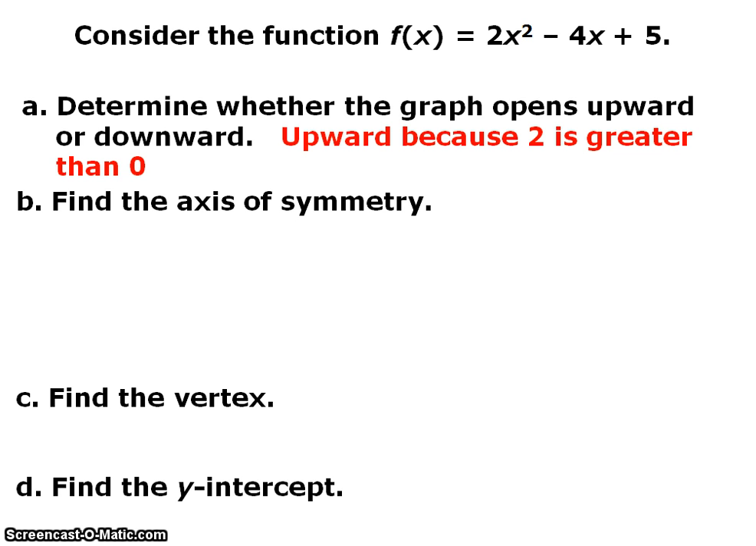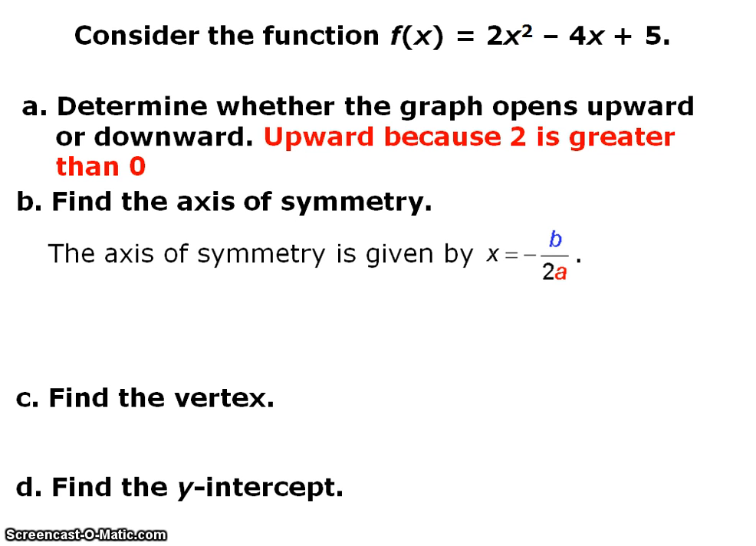Now let's go ahead and find the axis of symmetry. Now, the axis of symmetry is given by this formula. x is equal to -b divided by 2a. Well, in this case, b is -4.